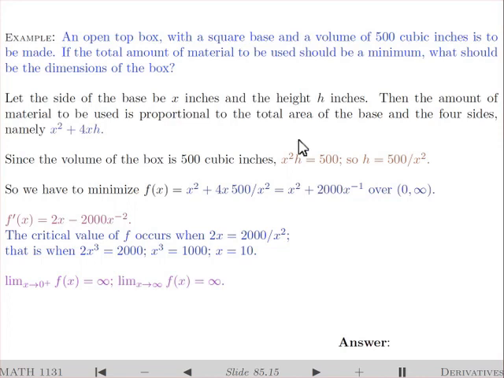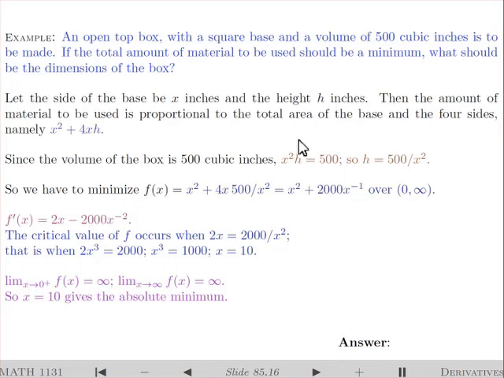Since the limit at both ends are infinite, there must be a minimum somewhere in the middle, and it has to be a critical value. Since there is only one choice, that must be the absolute minimum. So x equals 10 gives me the absolute minimum.